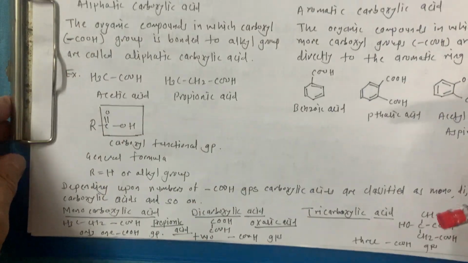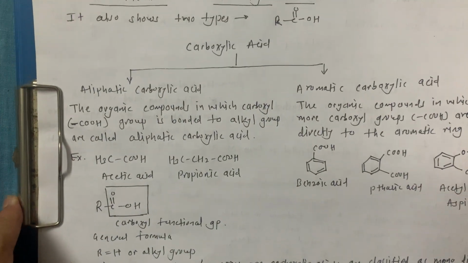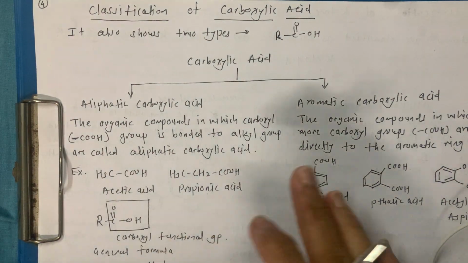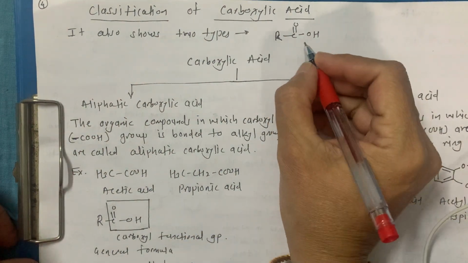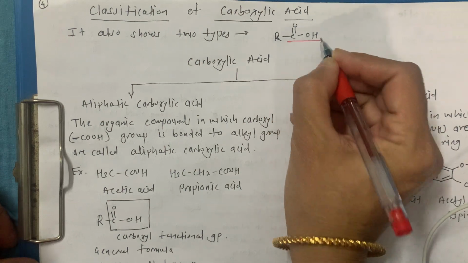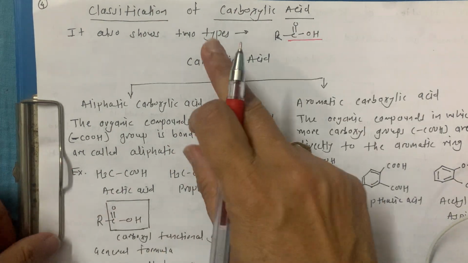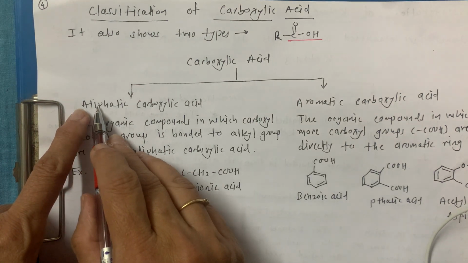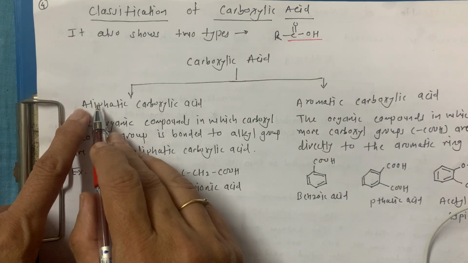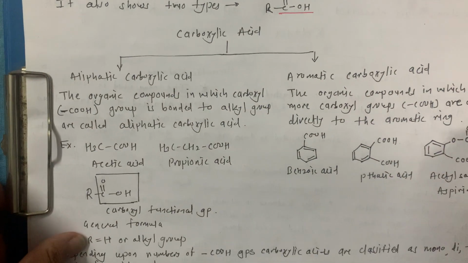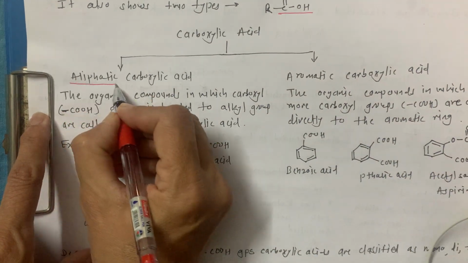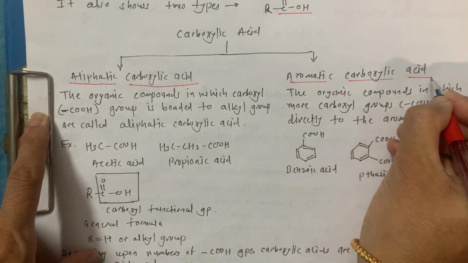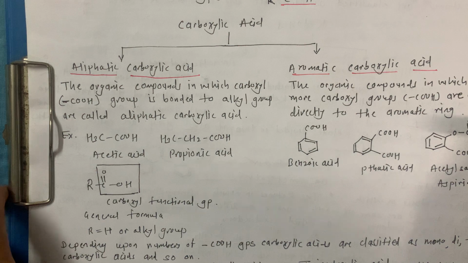Classification of carboxylic acid. We know that the functional group of carboxylic acid is C double bond OH. It also shows two types. Similarly, just like aldehyde as well as ketone, here also there are aliphatic carboxylic acid and aromatic carboxylic acid.